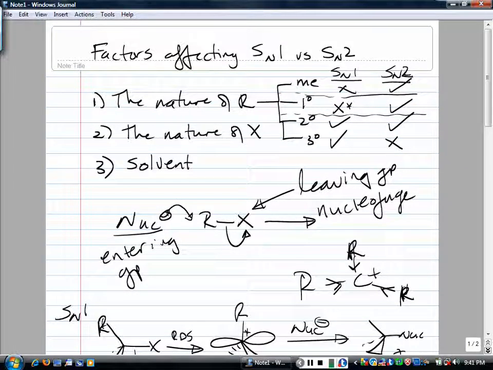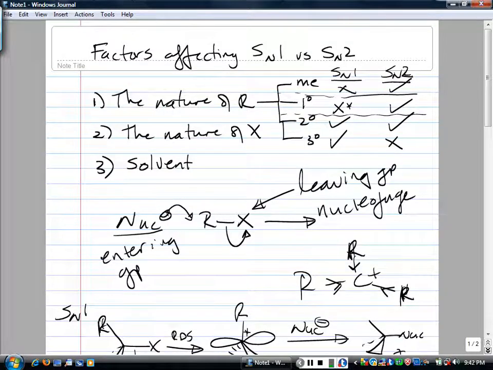The only time there's an issue is when your substrate is secondary. If it's secondary, it has the ability to undergo both SN1 and SN2. So you're going to have to look further than just the nature of R to determine what fate the system has. So we've looked at the nature of R. So we say that the situation is determined by the nature of R. If you're methyl, you're SN2. If you're primary, you're SN2. If you're secondary, SN2 or SN1. If you're tertiary, SN1. Okay.